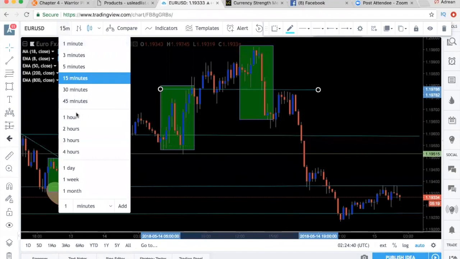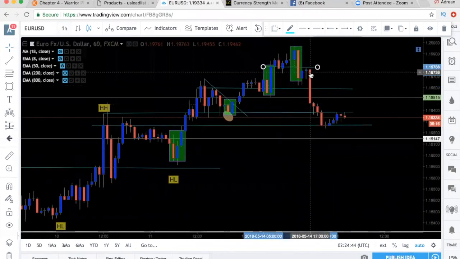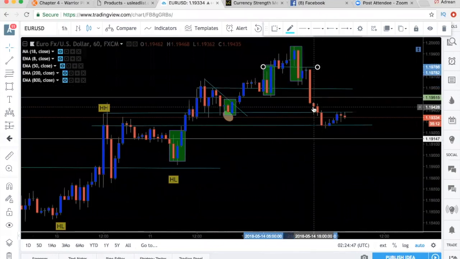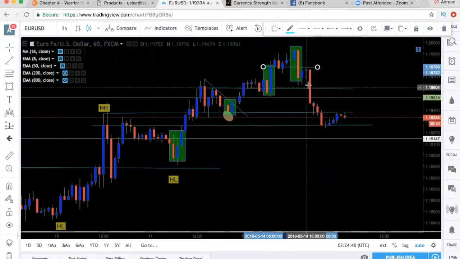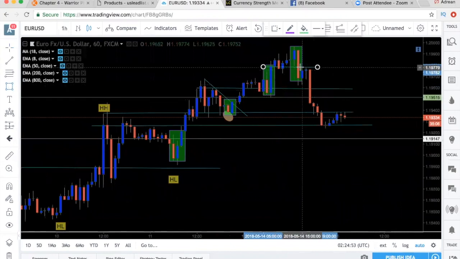You go to the 1 hour. What do you see? A candlestick formation. You see a continuation. So even if you miss this candlestick formation, what is it? What is this candlestick formation? Can anybody tell me?